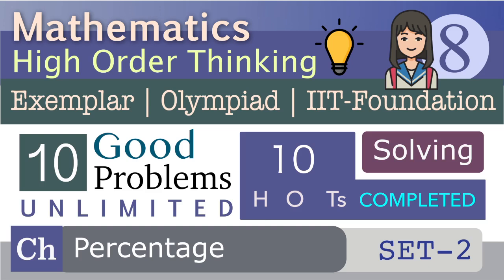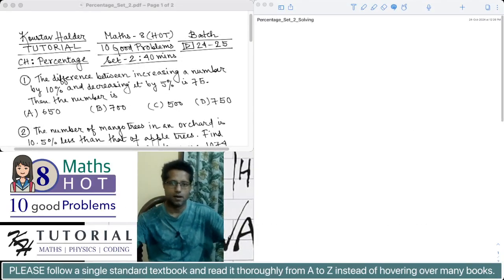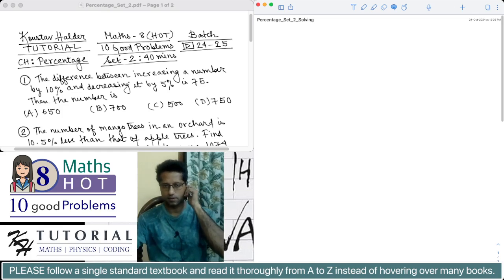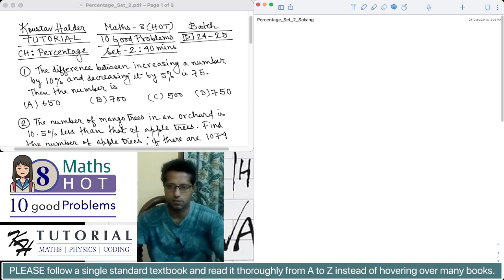So let's get started in solving 10 good problems of set 2 on the chapter of percentage. Okay, so I have the 10 good problems on the left hand side. I hope the fonts are big enough so that you can read it properly. Also, the link of the PDF of these 10 good problems will be given in the description below. After solving a problem, I will pause for a few seconds so that you can take a screenshot of the solution if you think it will help you. Okay, so let's start solving the problem.